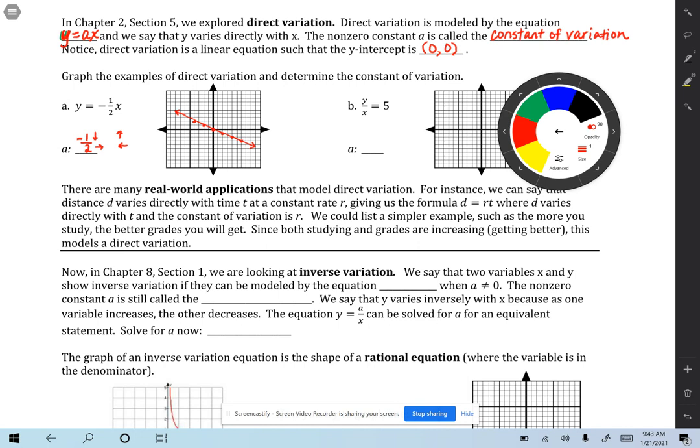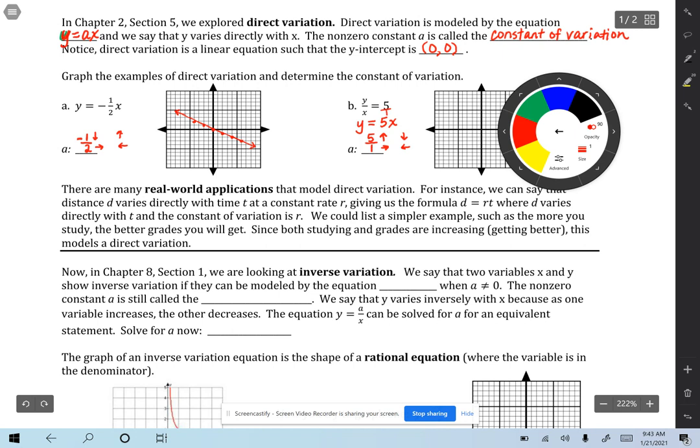So the next one is y over x equals 5. So we want to solve for y. So we're just going to cross multiply. Remember, that's just over 1. So we have y equals 5x. Our constant of variation is 5. Just write it as a fraction to help you graph. 5 over 1. So up 5, 1 to the right, or down 5, 1 to the left.